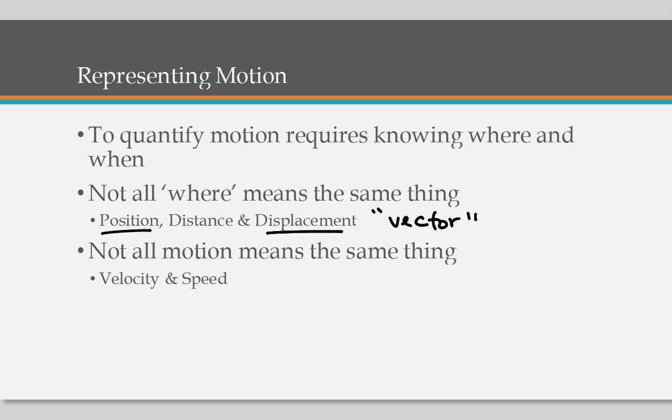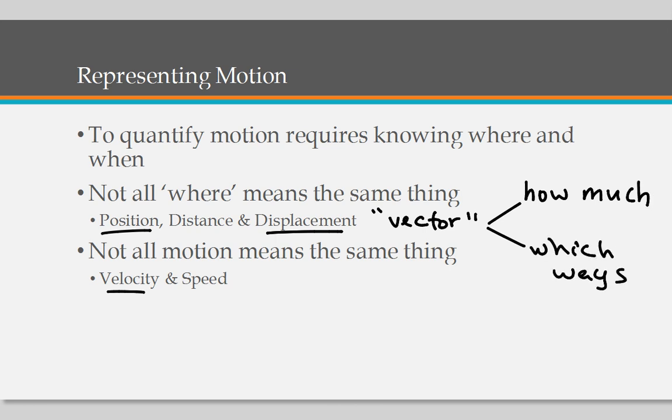So velocity versus speed. Velocity is also a vector. And this comes from Science 10. You should be already aware of what a vector is. So does anybody know what a vector is? It's a quantity that has what? Size and direction. Good. So magnitude, that's how much, and direction, which way. Okay? So a vector has two quantities. How much and which way. That's like a layman's way of explaining it. How much and which way.